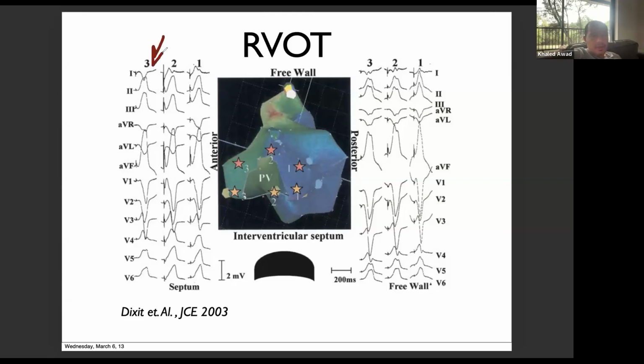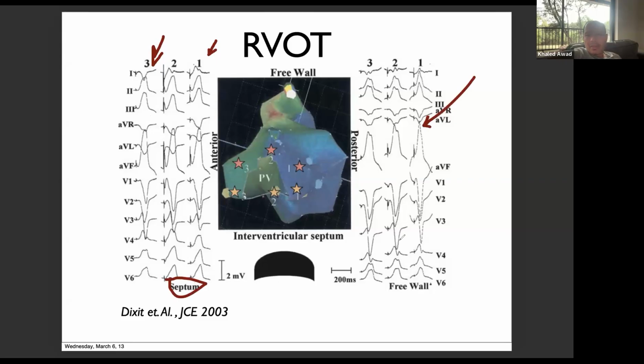So this, for example, is very negative. It's very close to lead 1. This becomes very positive. And this is septal. Well, why is it septal? Look, the QRS is narrower than the free wall. The free wall side has a wider QRS.